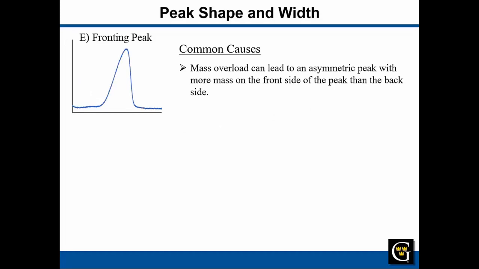Fronting peaks. So this is, I would say, less common in LC than tailing peaks. However, under some conditions, injecting too much analyte mass can lead to an asymmetric peak like the one shown here, where more of the mass of the peak or the peak area appears on the front side of the peak rather than on the back side.